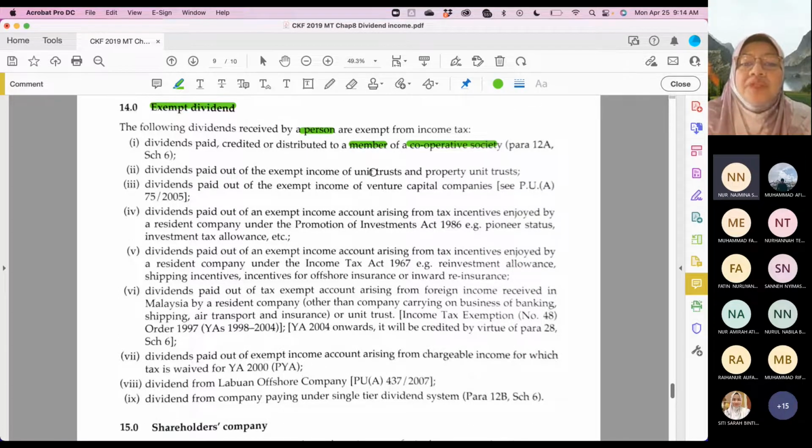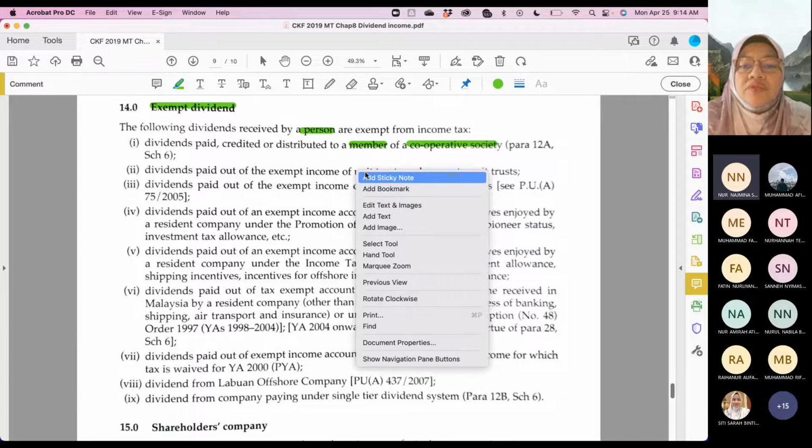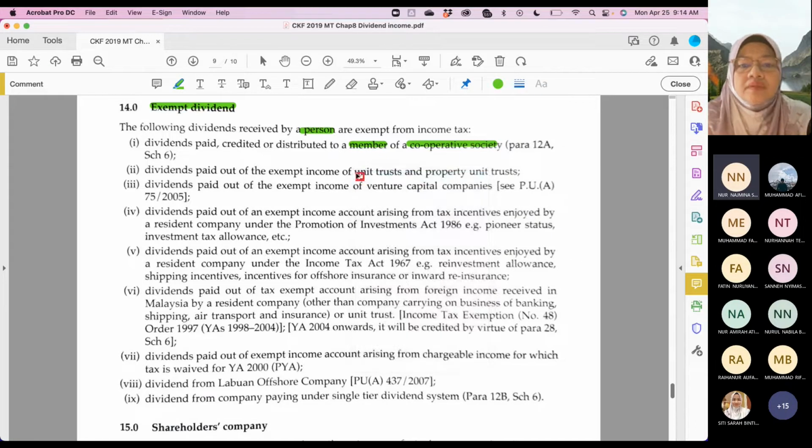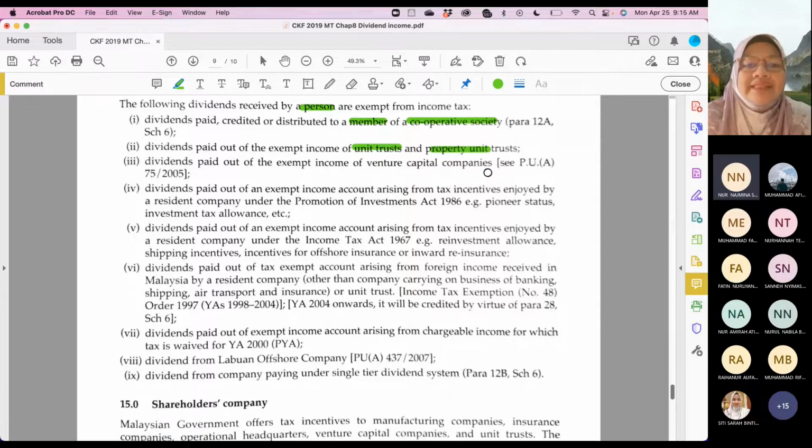Dividend paid out of unit trust, and property unit trust. Dividend paid out of exempt income. So later we look at exempt income account in the case of venture capital companies, dividend paid out of exempt income.